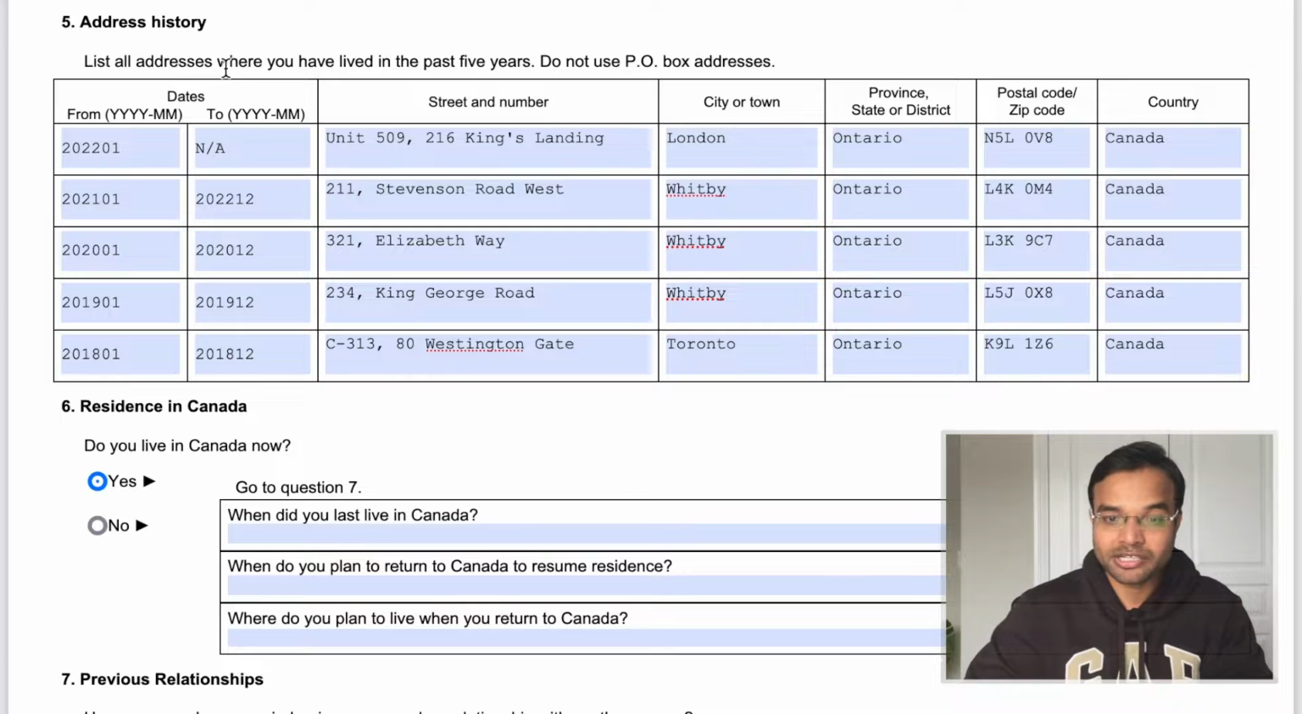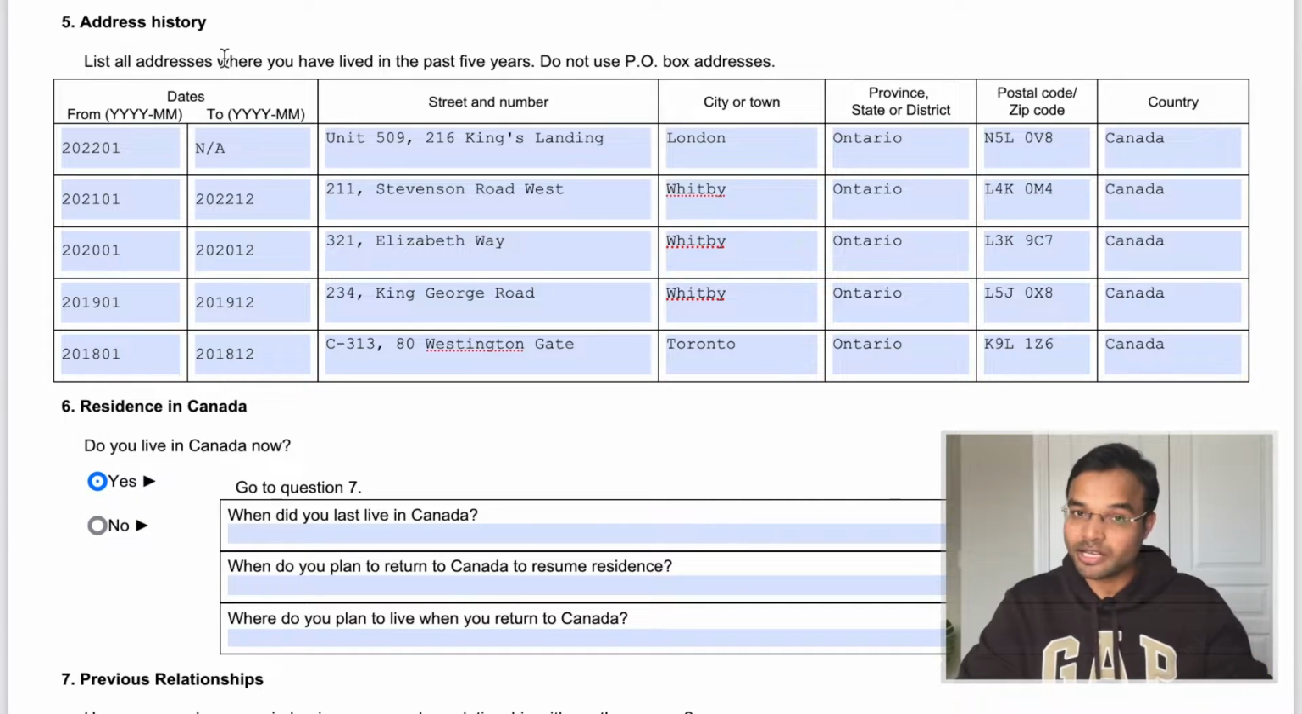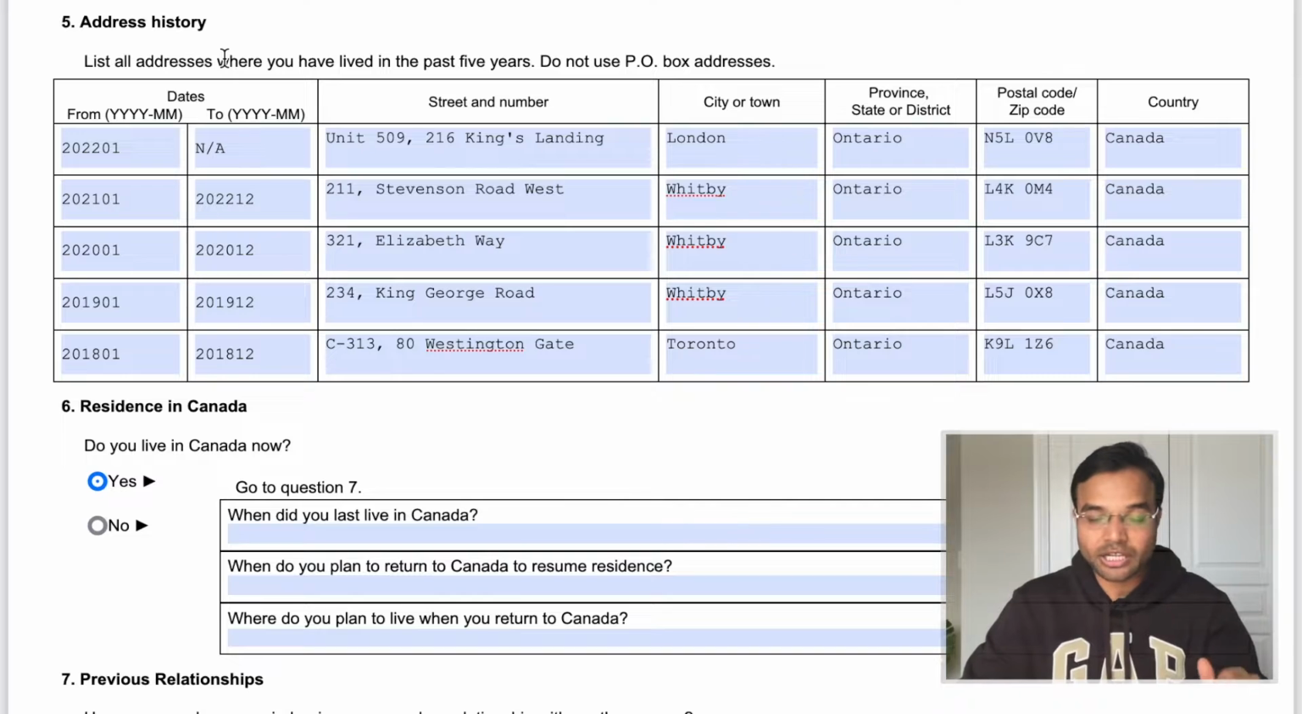But what I would recommend is writing "not applicable", because it is indeed not applicable and you do not have a date when you are going to stop living there. So once you have provided your current address, you have to go back in time until the past 5 years and then list down all the addresses in reverse chronological order. Make sure that there are no gaps.